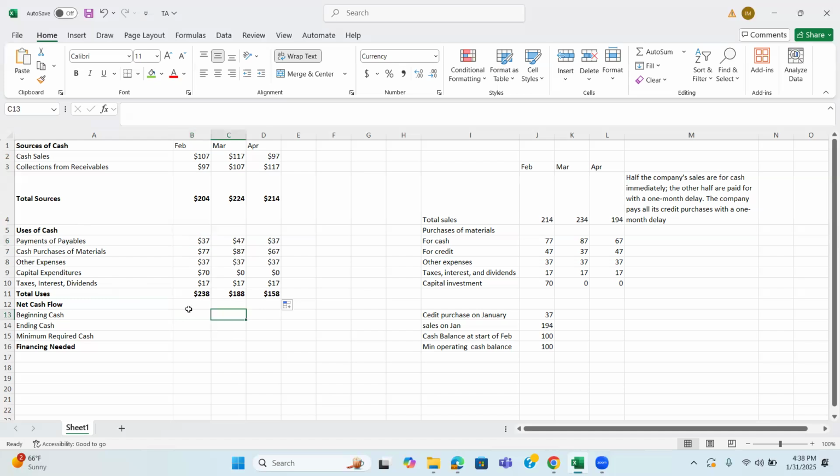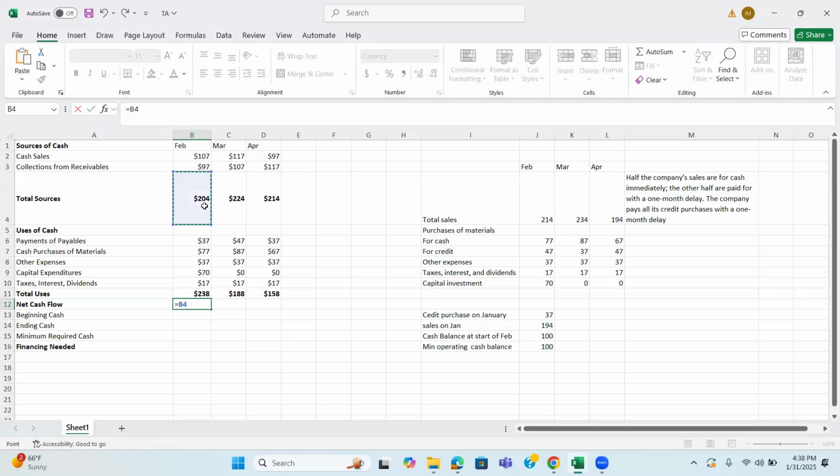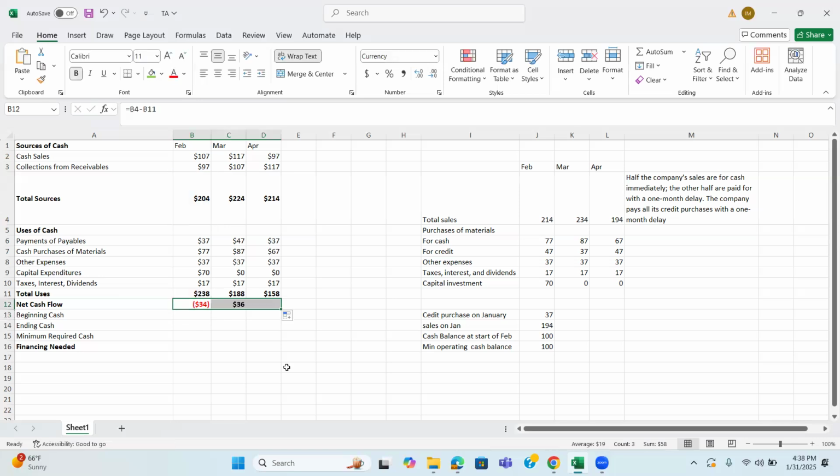Okay. So our net cash flow should be the difference between these two, right? Our total sources and our total uses. So we can just plug it here. For the month of February, there is a deficit of cash of 34, and for the month of March, 36, and for April, it is 56.